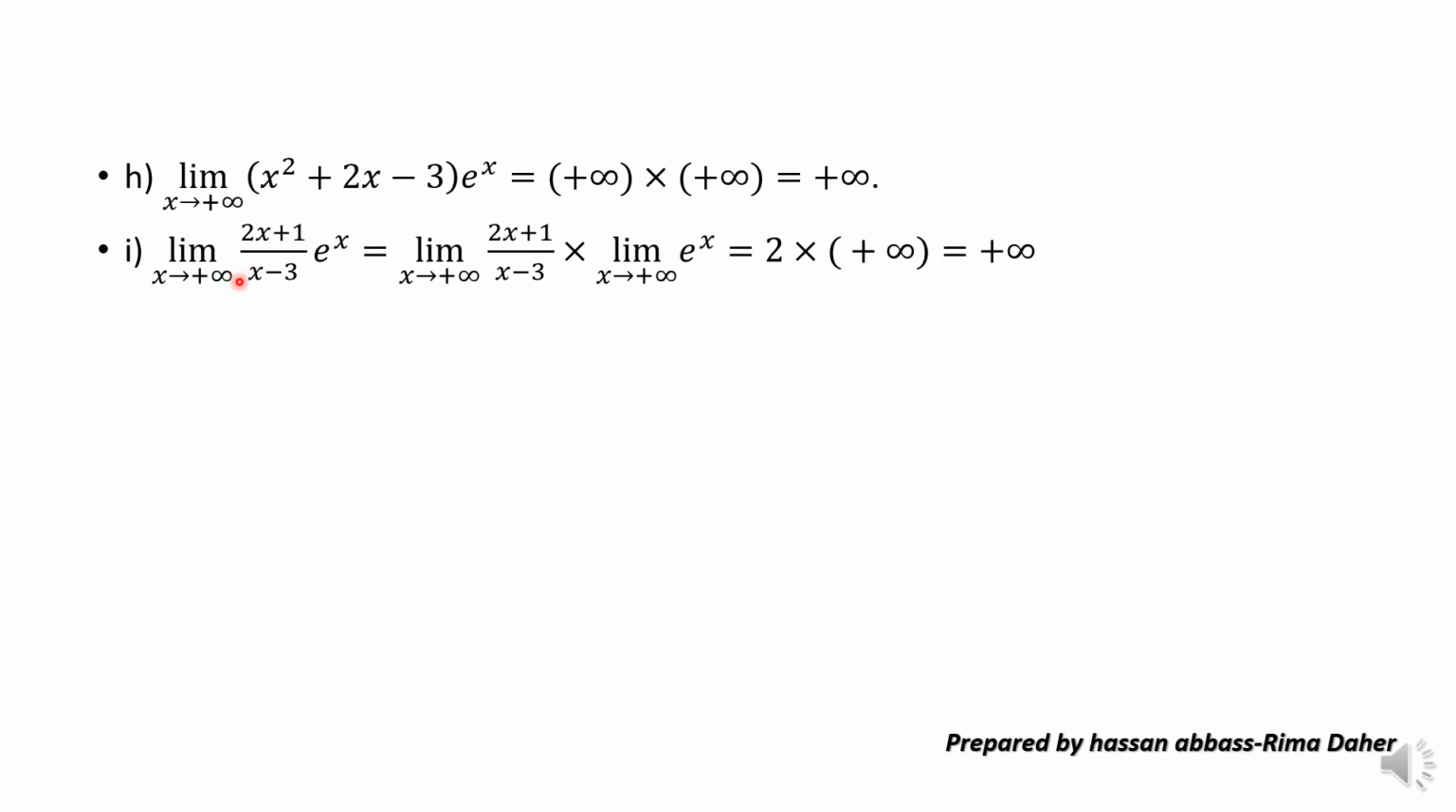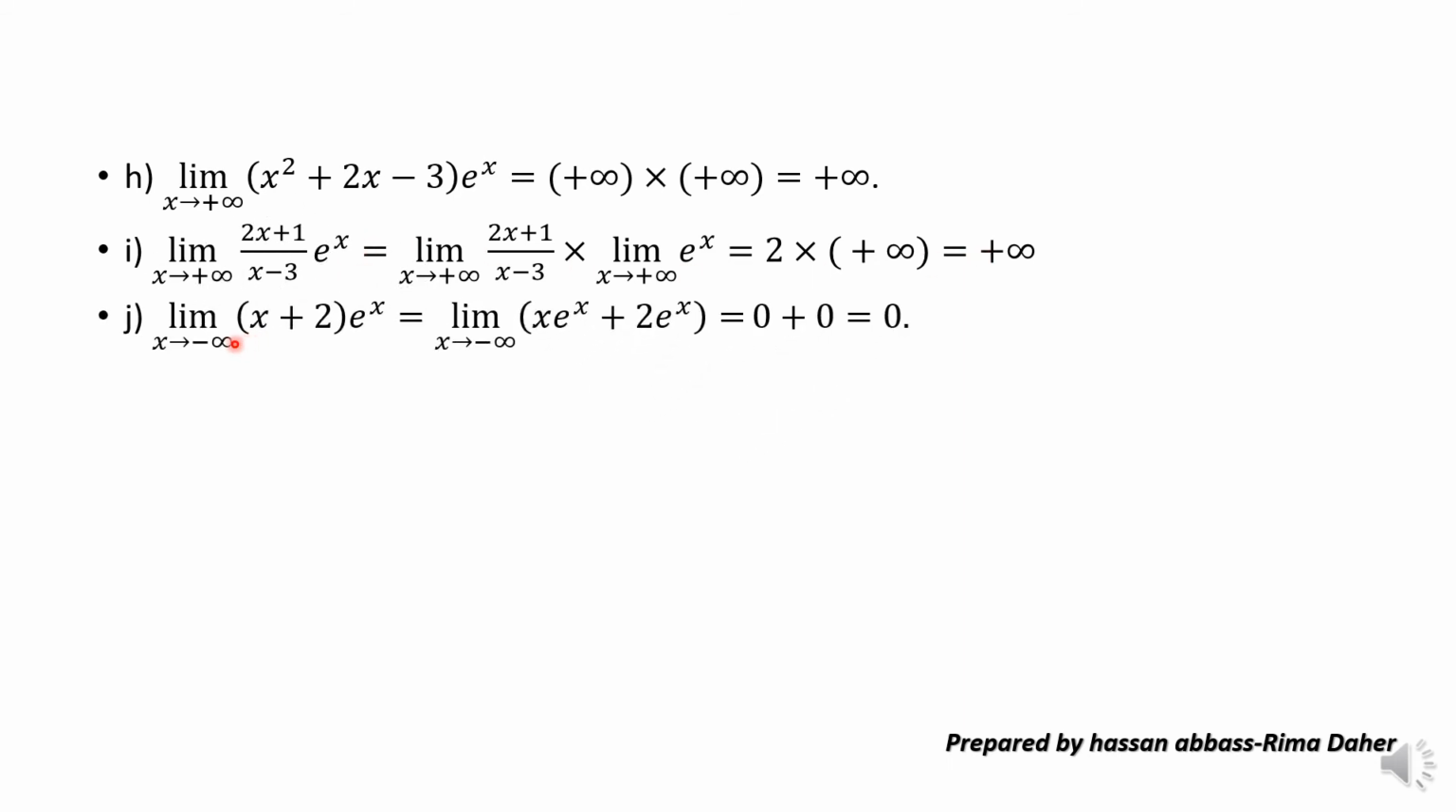Limit where x tends to plus infinity of 2x plus 1 over x minus 3 times exponential x. We take the limit of 2x plus 1 over x minus 3 times the limit of exponential x. And this limit we know, either by L'Hopital's rules because it is a fraction, or by taking the highest degree over the highest degree and simplifying x. We get this limit is equal to limit where x tends to plus infinity of exponential x, which is equal to plus infinity. 2 times plus infinity is equal to plus infinity.